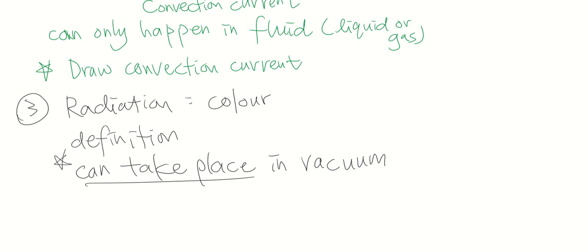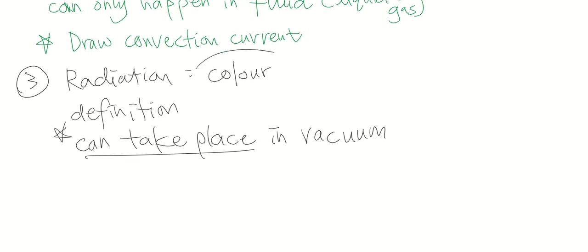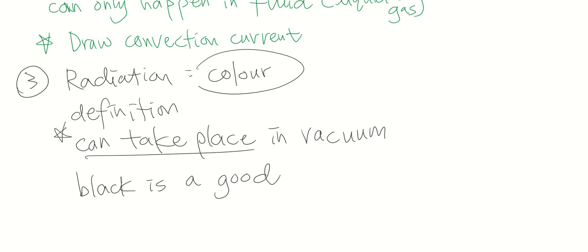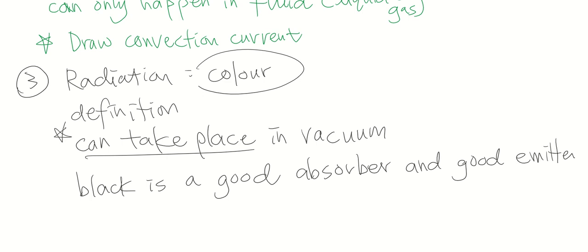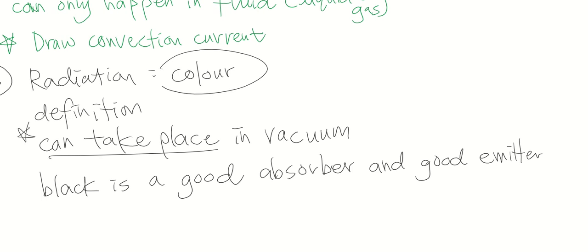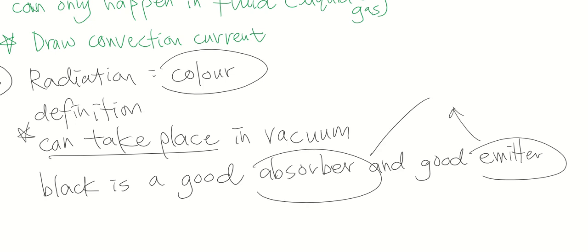What else? They will ask you, because you are focusing on the color, right? So black is a good absorber and good emitter. What is emit? Give out. If black is a good absorber and good emitter, then white is the opposite: poor absorber and poor emitter. But when does it absorb and when does it emit? You will have to ask yourself this question.